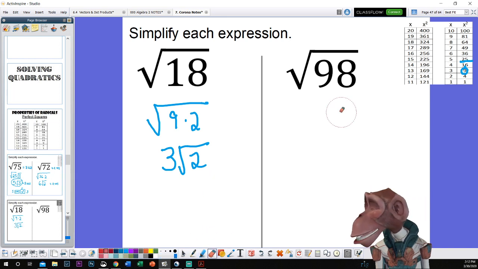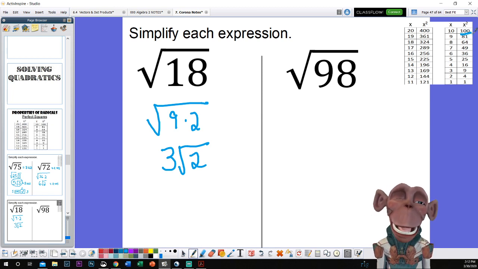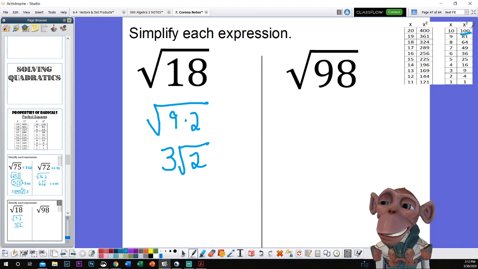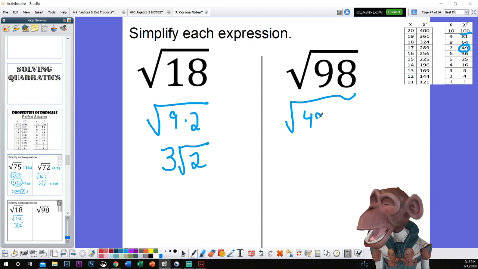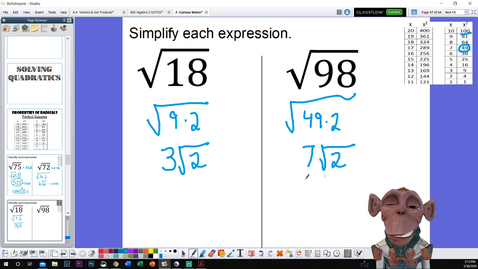Okay, let's try it for 98. For 98, that's just less than 100, so I'm going to start way up there. 98 divided by 81, that doesn't work. Divided by 64, that doesn't work, but 49 does. So this is 49 times 2. The square root of 49 is 7. It says so right there, or you could do it in the calculator, and the square root of 2 just gets copied. And that's all there is to that.